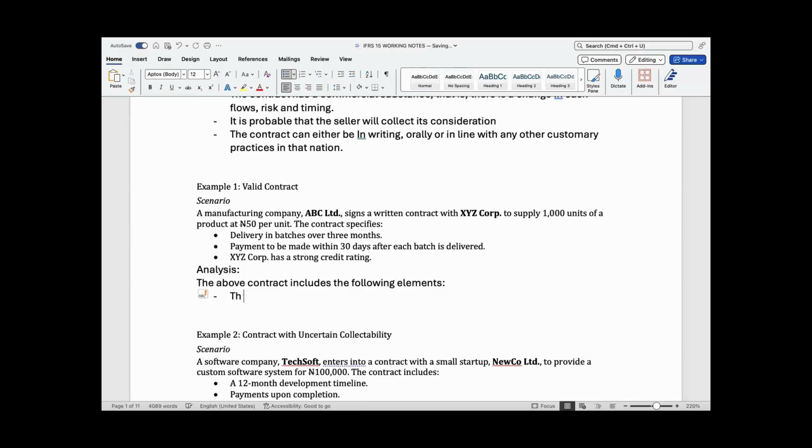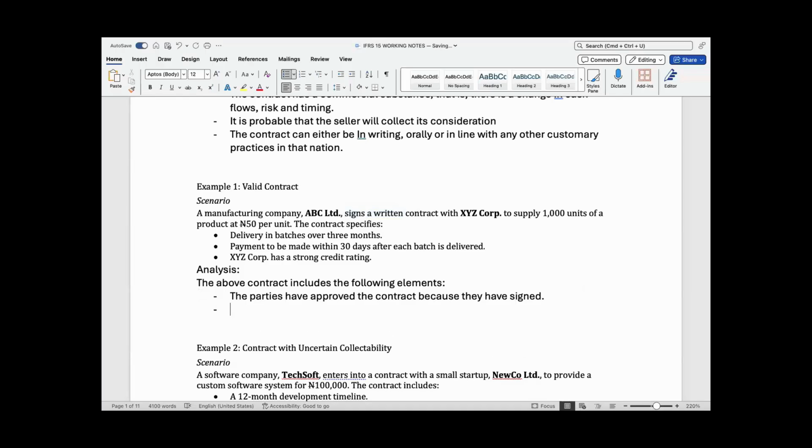Number 1 is that the parties have approved the contract because they have signed it. It shows that they have approved it. They signed the contract with XYZ. It means they are also committed to it. Number two is that the parties' rights in the contract are specified.